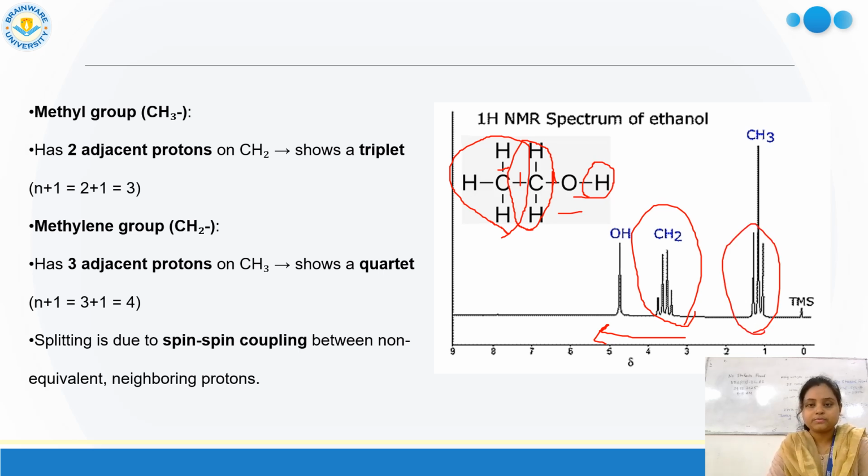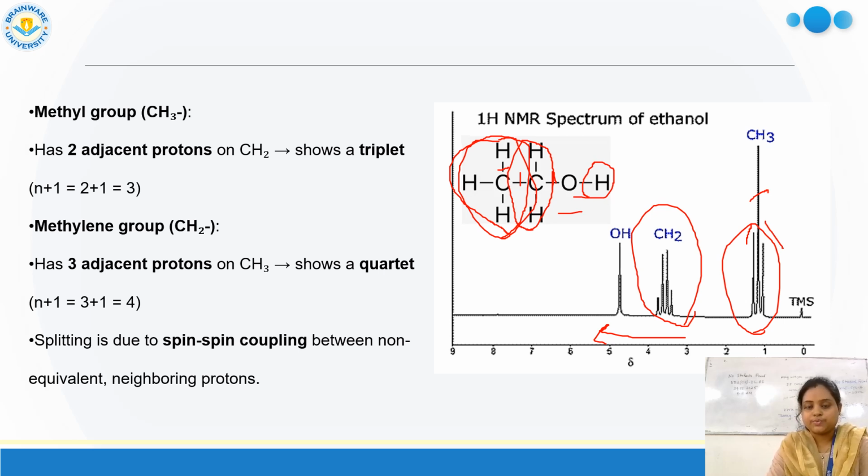Okay, now splitting, which one will show doublet, which one will show triplet? First, see the CH3. I told you the splitting will depend on the neighboring protons. So how many neighboring protons are there? 2, because of CH2. So we'll get a triplet for CH3. That's why it shows triplet: 1, 2, and this one 3. Triplet.